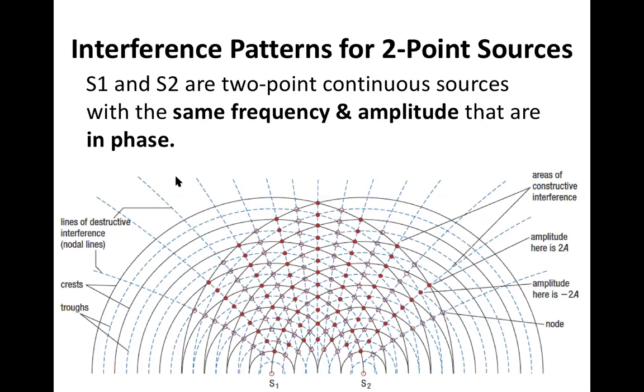So solid lines, recall, are the crests, and the dotted lines are the troughs. The wave fronts are here and here. And the wave fronts are circular because we're talking about point sources, not a linear source. And then there are many places where a crest, a solid line, meets a crest of the other wave. And when a crest meets a crest, that's constructive interference. So in this diagram, a constructive interference point is a solid dot.